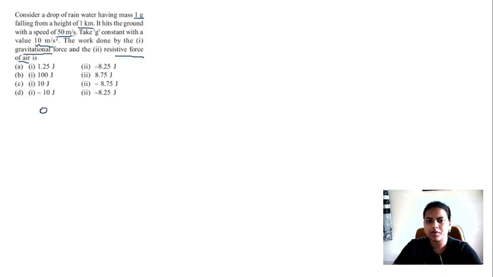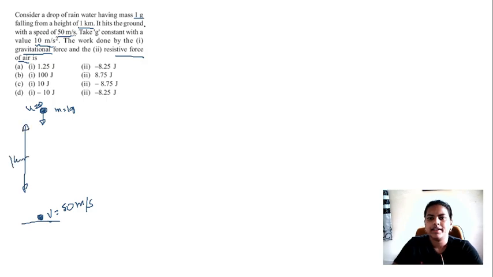So here is a drop, a water drop. It has a mass of 1 gram. It starts with an initial velocity of 0, and when it hits the ground, its final velocity is 50 meters per second, and the distance it traveled is equal to 1 kilometer. In the first part, we have to find the work done by the gravitational field. So work is equal to force times displacement.